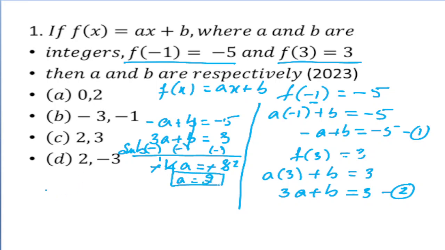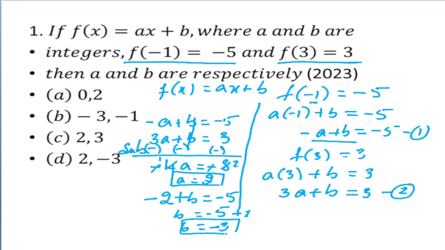Let us put this a value in any one of the equations. Say in the first equation, put it in equation 1. We are going to get the b value, that is minus 2 plus b is equal to minus 5. So b is equal to minus 5 plus 2. So b value is minus 3. So clearly friends, a value is 2 and b value is minus 3. So our option D is the right answer for this question.